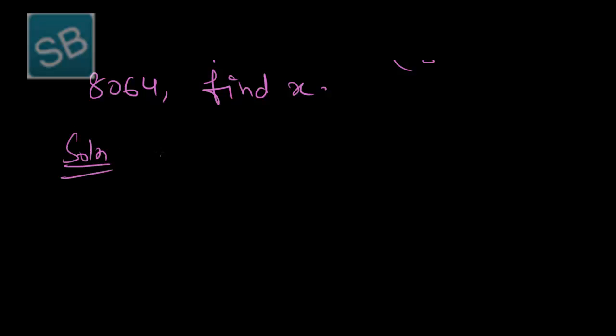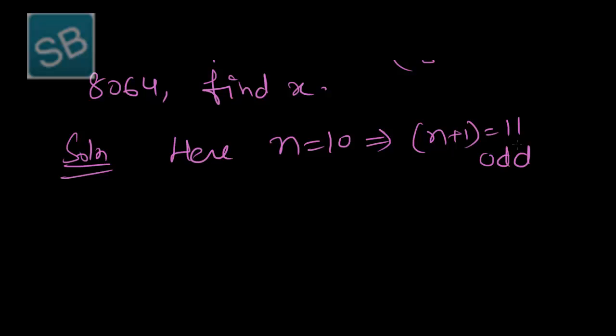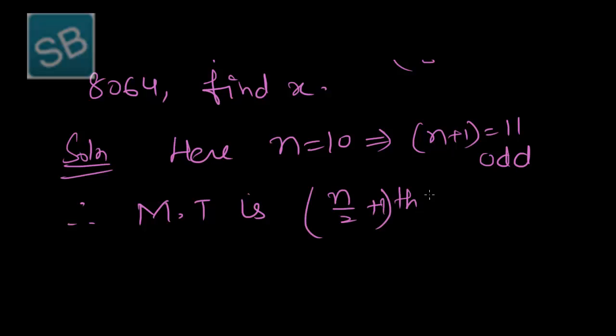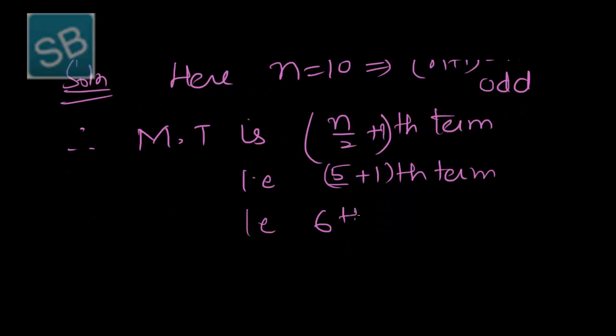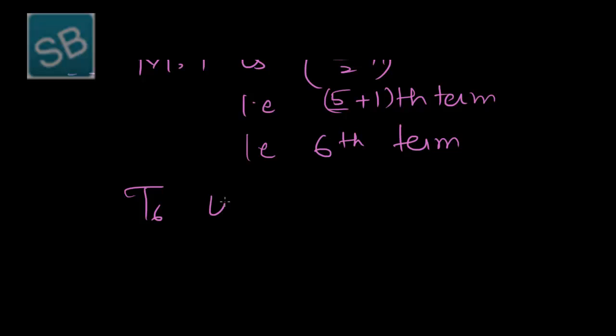So the solution is here: n is equal to 10. That means n plus 1 is equal to 11, which is odd. Therefore, the middle term is the (n/2 + 1)th term. That is n by 2 is 10 by 2, that is 5, plus 1, the 6th term. So the 6th term is the middle term. So T6 is the middle term.